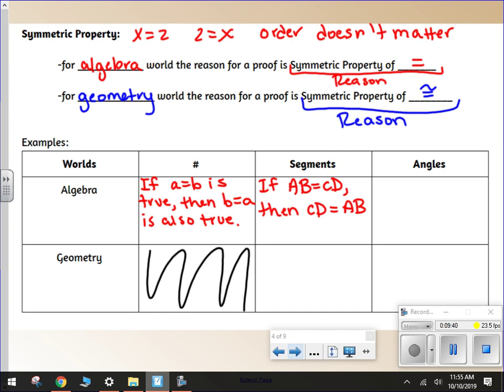If I were to write that in the geometry version, it's going to be the same thing, but the difference is I'm putting that segment bar on top and I'm using the congruent symbol. So even with congruency, it doesn't matter the order, it's still saying the same thing, that CD and AB have the same measure.